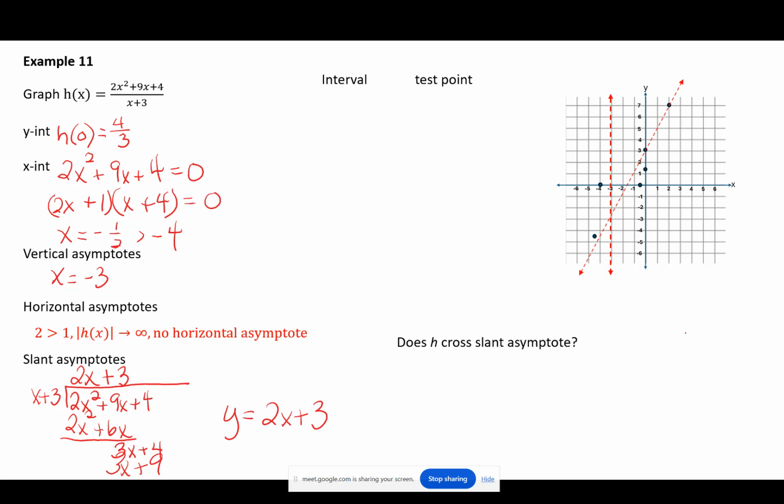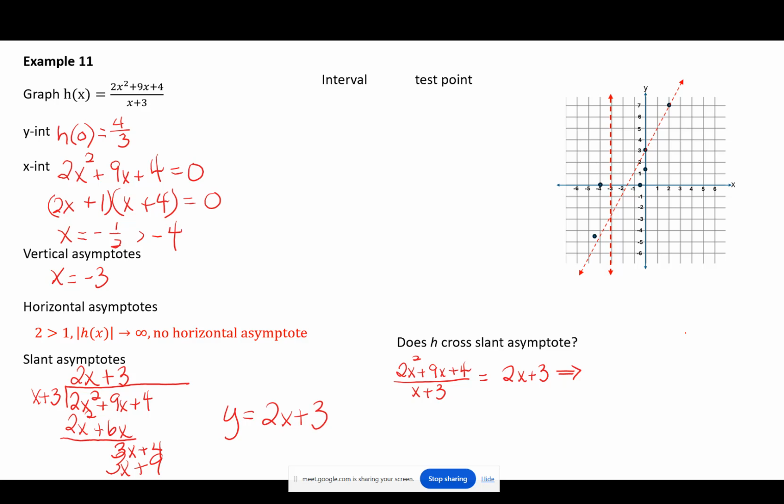To figure out if the function does cross the slant asymptote, we have to set the function equal to the slant asymptote. So does the function 2x squared plus 9x plus 4 over x plus 3 equal 2x plus 3? Can it equal the slant asymptote?